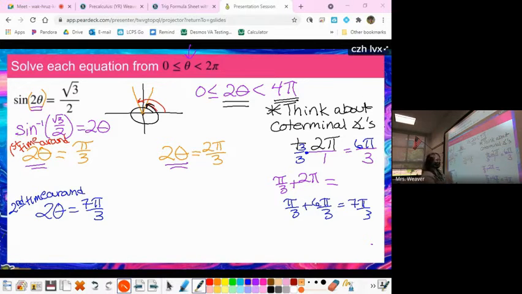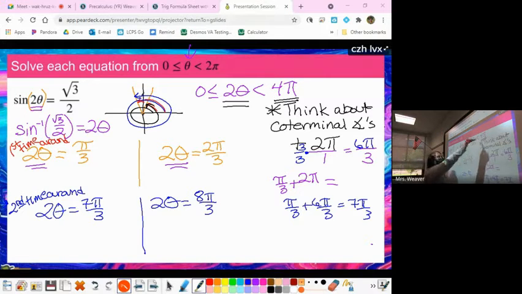Okay, the second time around, 2 theta will equal, what's 2 pi over 3 plus 2 pi? Remember, we said 2 pi is just 6 pi over 3, so some of you can probably do this in your head. 2 pi over 3 plus 6 pi over 3 will be 8 pi over 3. And I got that for my second time around by just adding 2 pi to both of my angles. So that second time around, that coterminal angle would be 8 pi over 3.